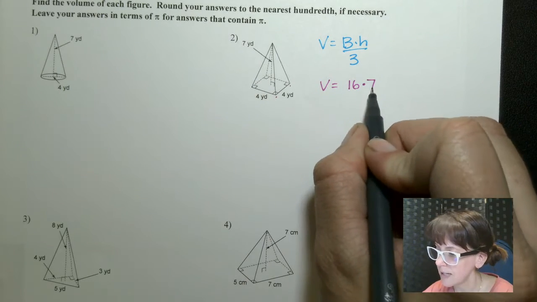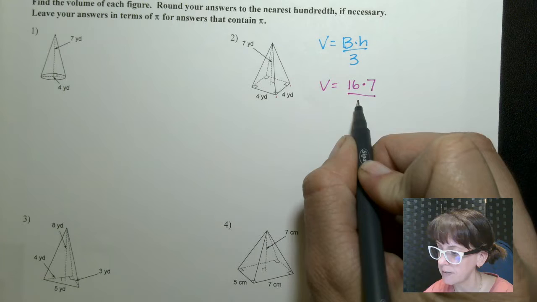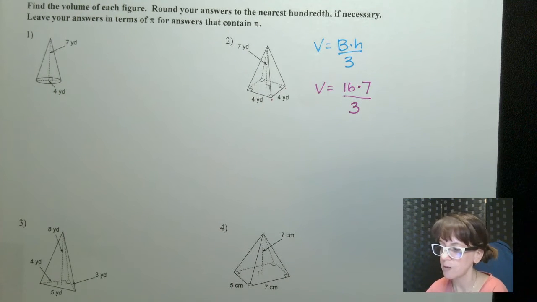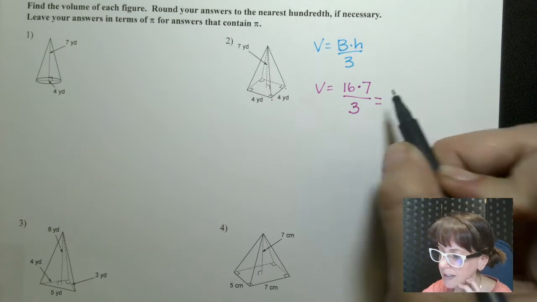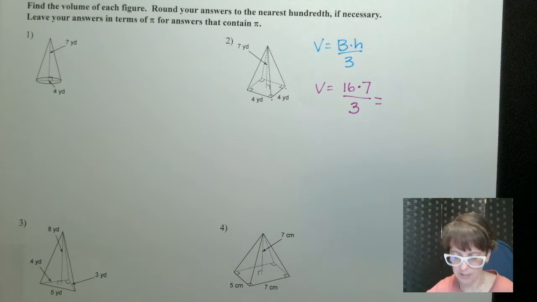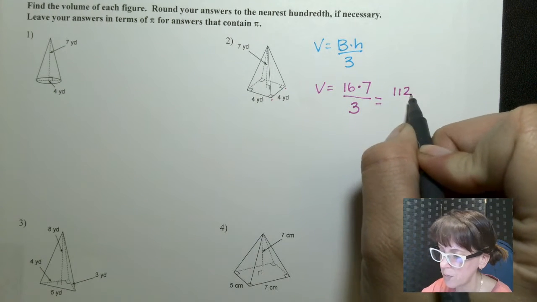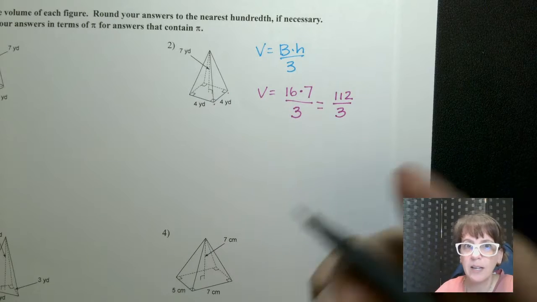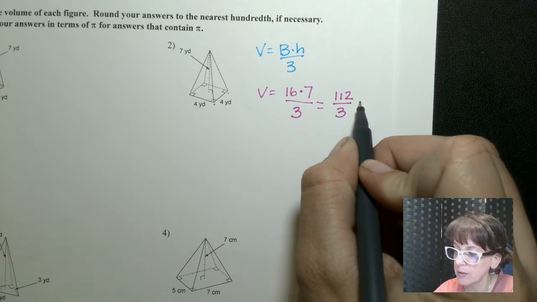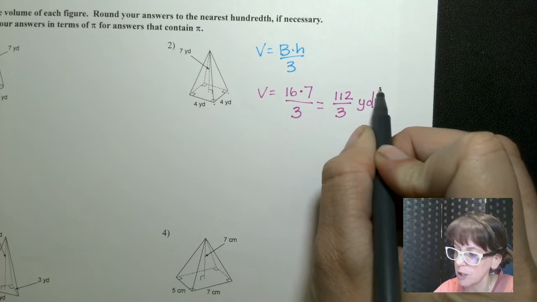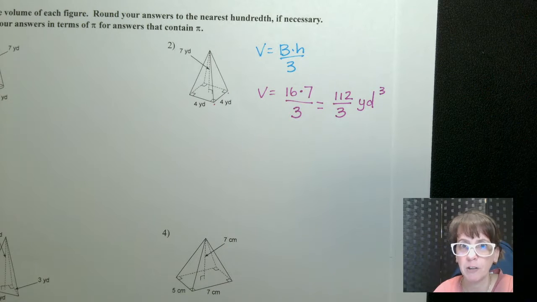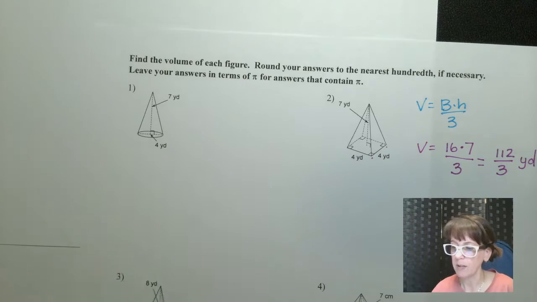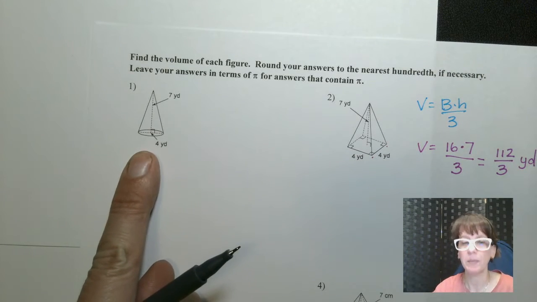So we take that times 7 and we divide by 3. Okay, so looking at this, I can't cancel anything out. So what I would say is we've got 16 times 7, and then that gives us 112 divided by 3. You can leave it in that form and say 112 thirds, and we would say yards cubed because we're talking about volume. So let's talk about a cone.